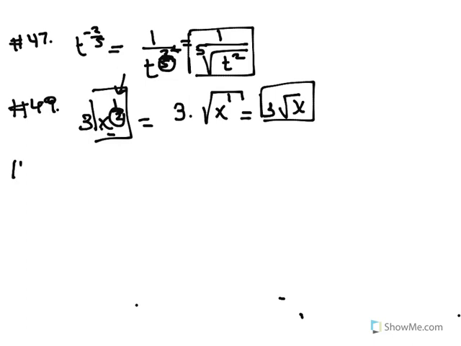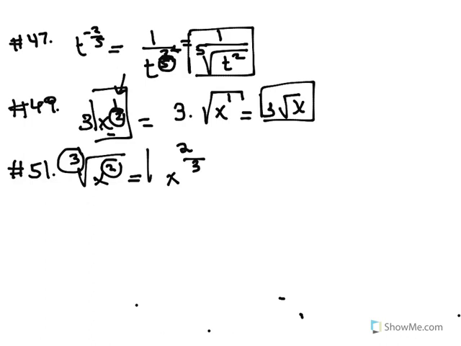Okay, number 51. I have the cubic root of x to the second. This is really easy. Remember, we are now converting from radicals into exponential form. So I have x, and then I have a radical. The root goes at the bottom, and this number right here goes at the top. So that is the answer for question number 51.